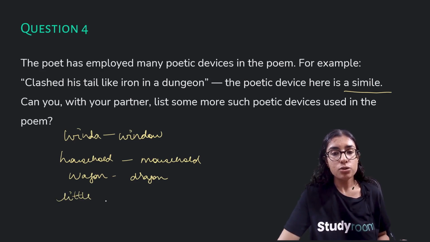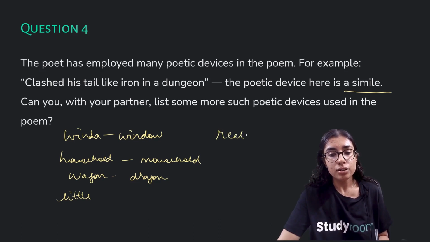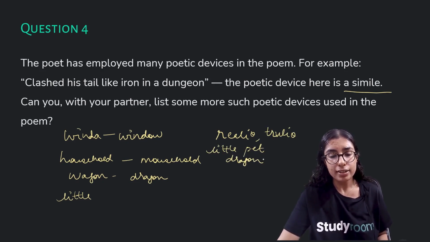There is also the use of the poetic device of refrain because we can see the repetition of a line, her realio, trulio, little pet dragon, in many stanzas.